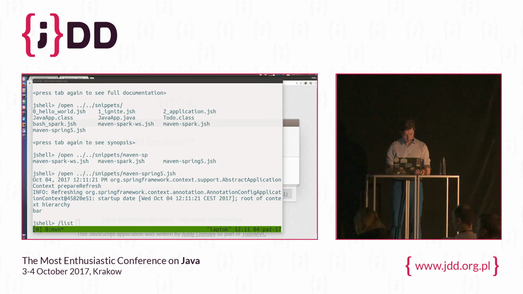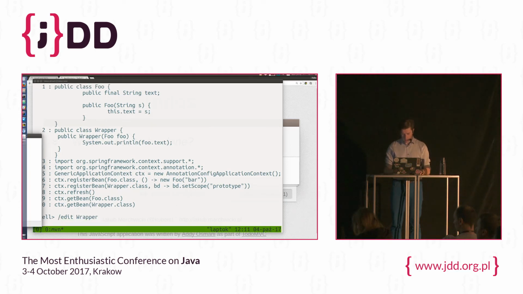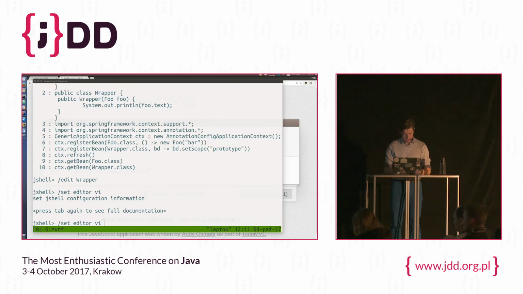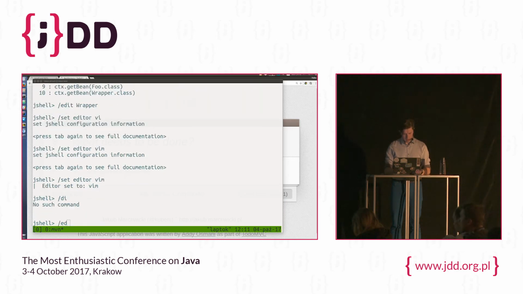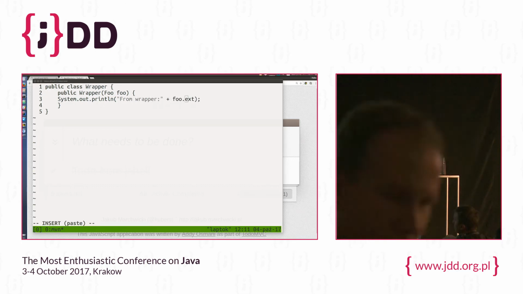It refreshed the configuration, and now you can see I have all those beans already defined. I can edit what I've already created. I am editing the wrapper classes. Not like this. I'm setting the editor to Vim, and I'm editing the wrapper class, and I'll edit this. Yeah, the system out from wrapper foo text. Okay.